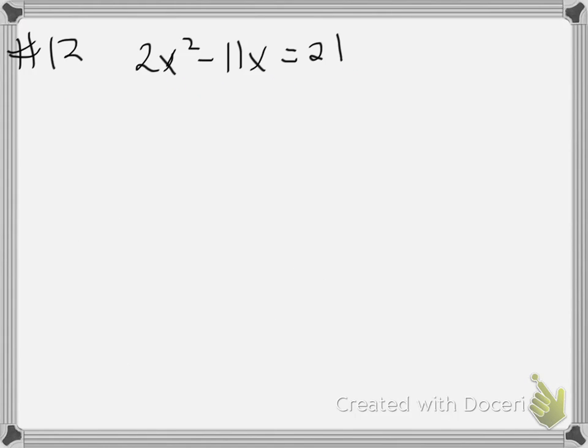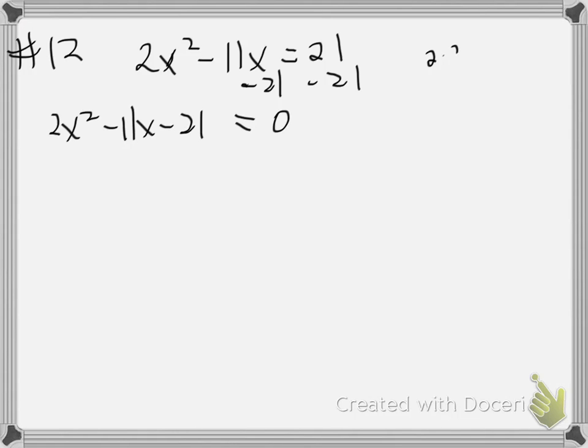Okay, here's number 12, and it says, again, solve the quadratic equation by factoring. So I'm going to have to subtract 21 from both sides. I get 2x squared minus 11x minus 21 equals 0. So one way to do this is to find the factors of 2 times 21, and I want them to subtract.